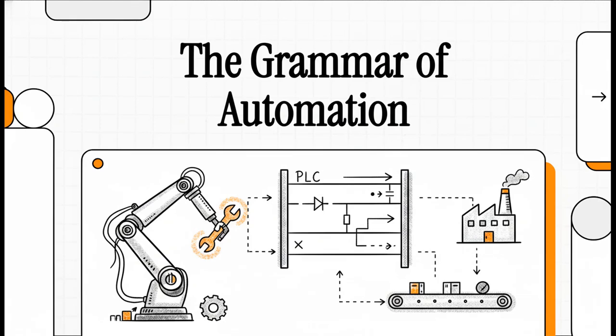So how do you actually tell a massive, powerful machine on a factory floor exactly what to do and when to do it? Well, you have to speak its language. Today, we're going to learn the absolute bedrock, the foundational grammar of all industrial automation, PLC ladder logic. This is the language that connects our ideas to a machine's actions.